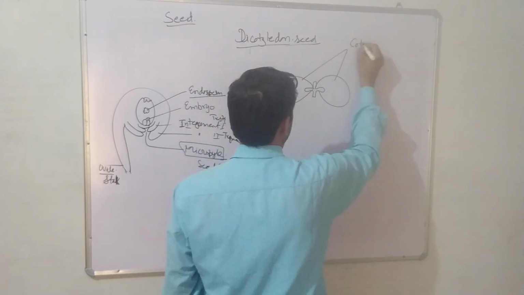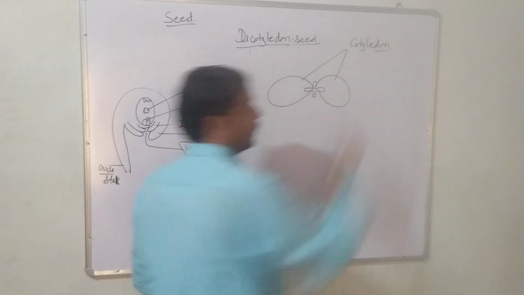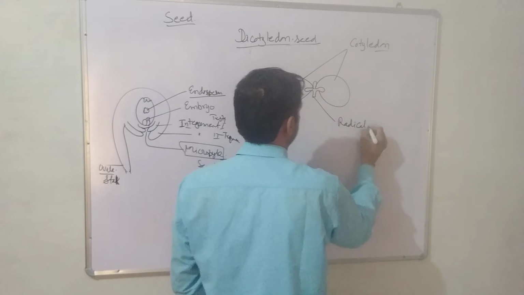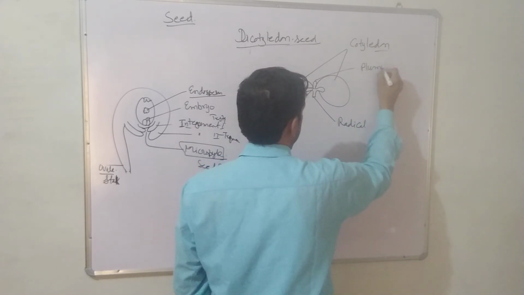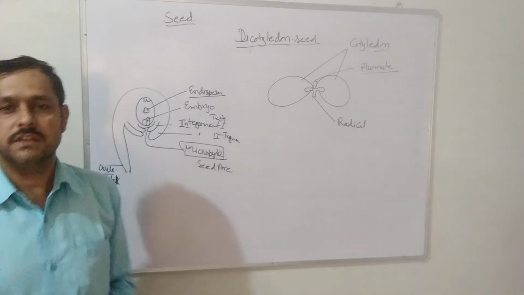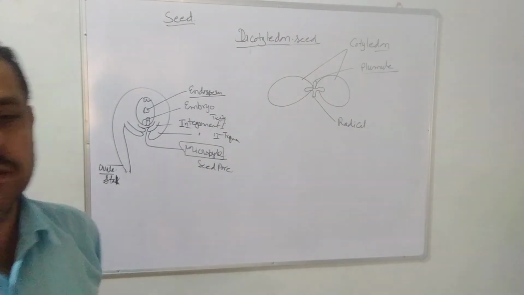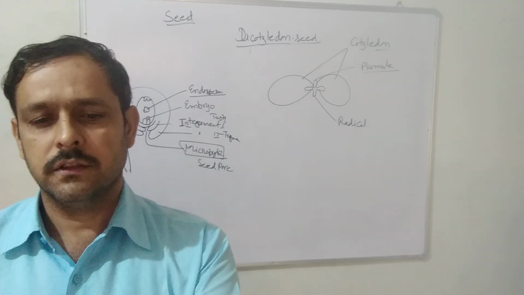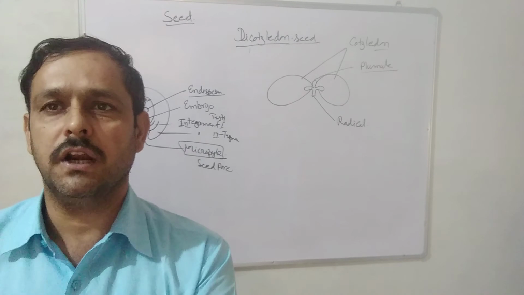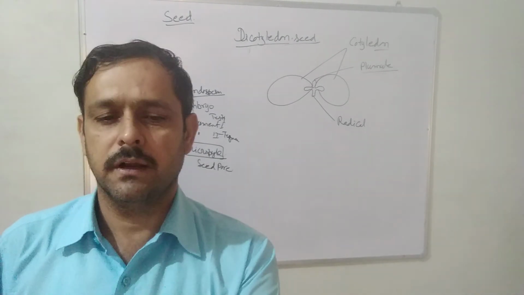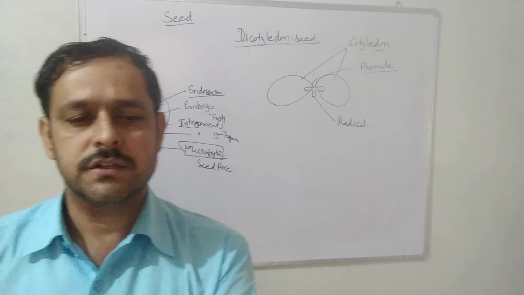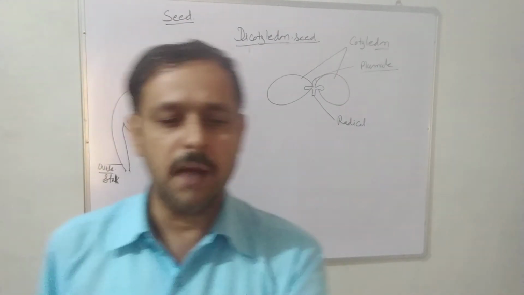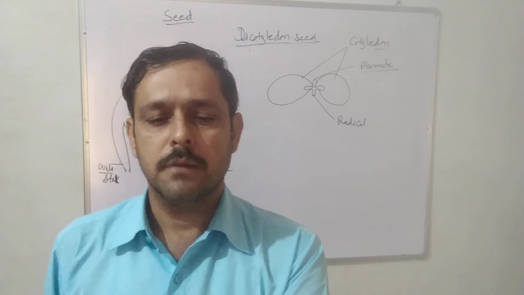These are the cotyledons, and this is the axis of embryo, radicle, and plumule. So this is the structure of a dicotyledon seed. The outermost covering of the seed is the seed coat. The seed coat has two layers, the outer layer called testa and the inner layer called tegmen. The hilum is a scar on the seed coat through which the developing seed was attached to the fruit. Above the hilum, a small pore called micropyle.